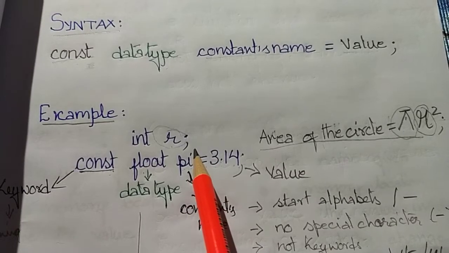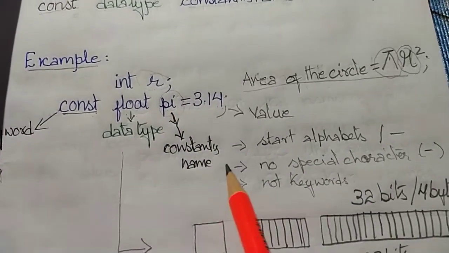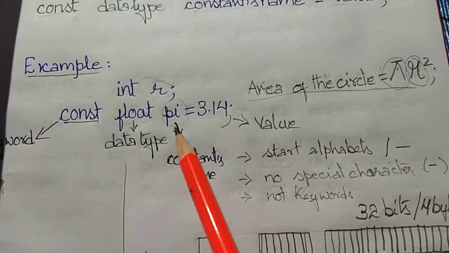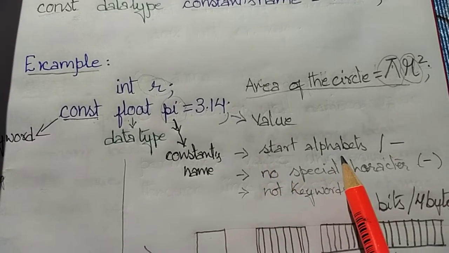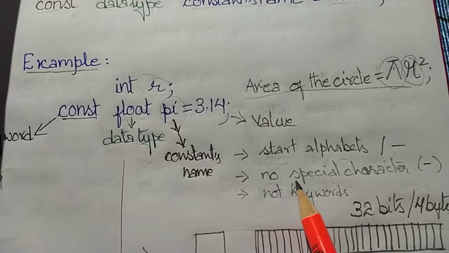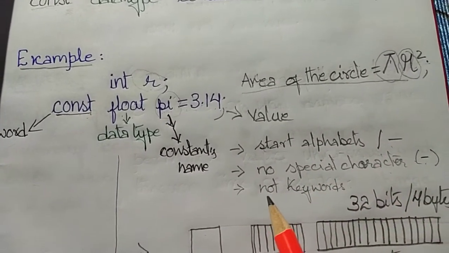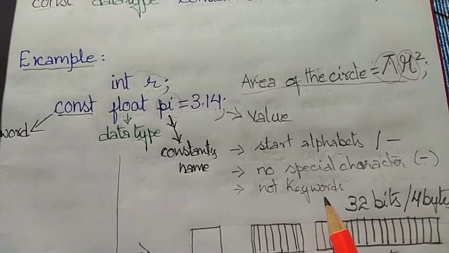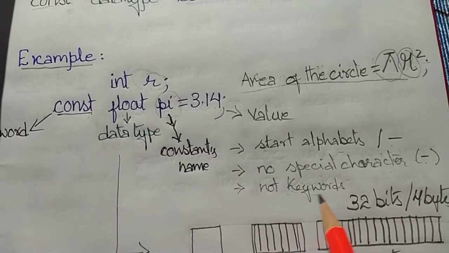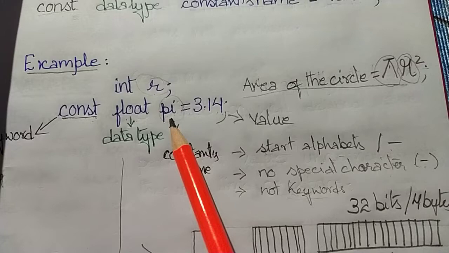So over here, when we talk about the name of the constant, just like a variable, remember we have to follow the same rules. That is, the name of the constant should start with alphabets or underscore, not with a number. Then we cannot use any special character except the underscore. And we cannot use any keyword as the name of the constant. Like I mentioned, why we cannot use any keywords as the name of the constant?